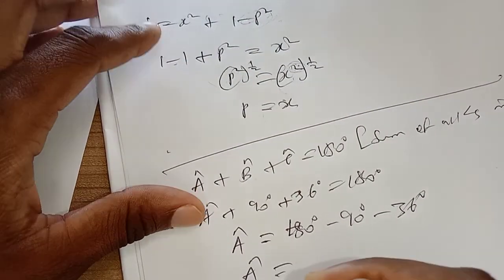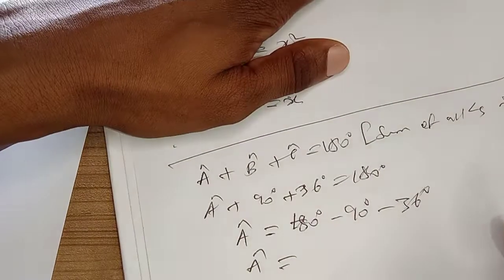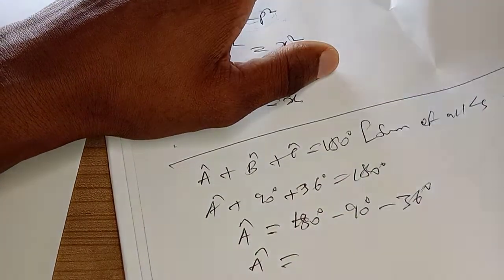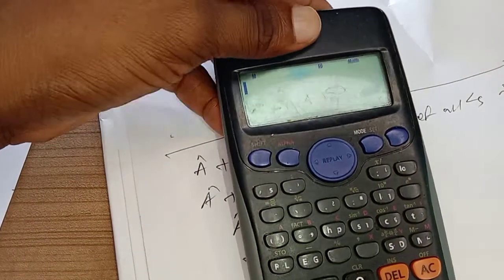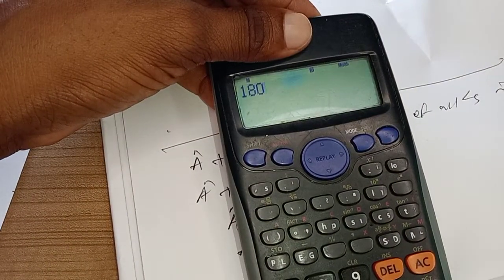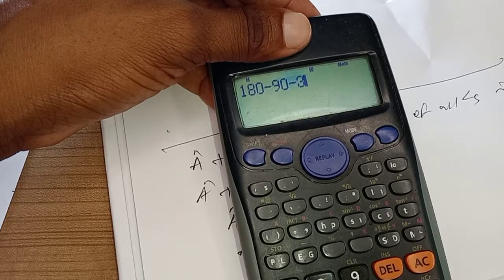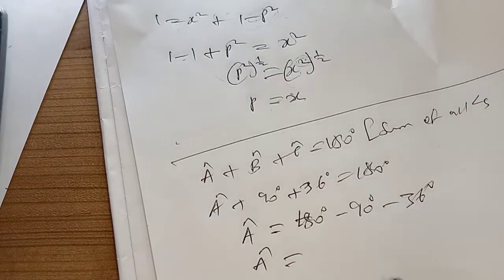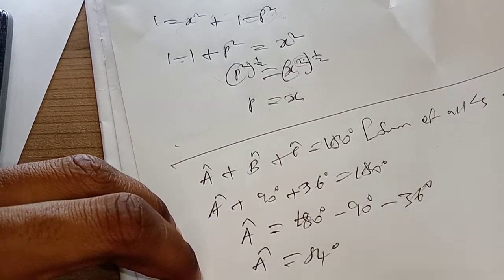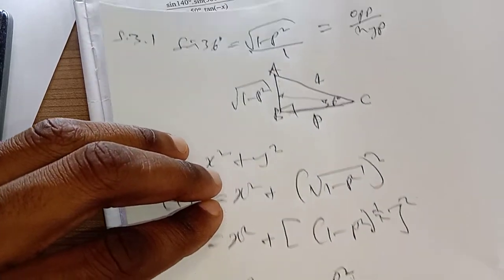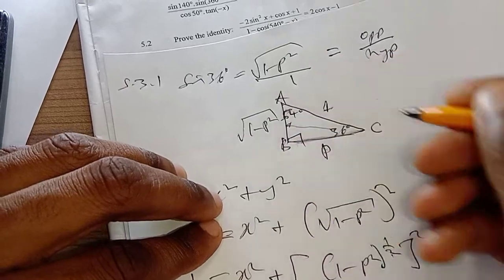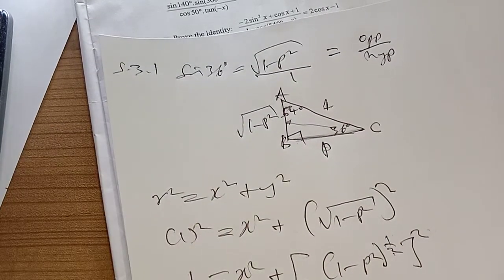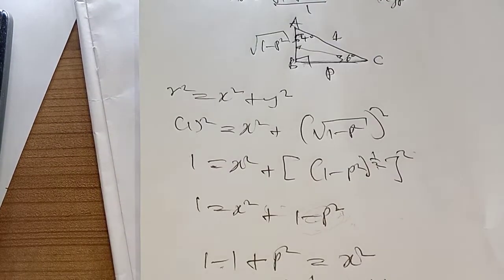Then my angle A should be, where is my calculator? There it is. Then I'm going to have what? 180 degrees subtracting 90 subtracting 36. I end up with 54 degrees, okay? Then it means here's what? 54. Here I'm having my 54 degrees, okay? Then now I can answer the question, okay?